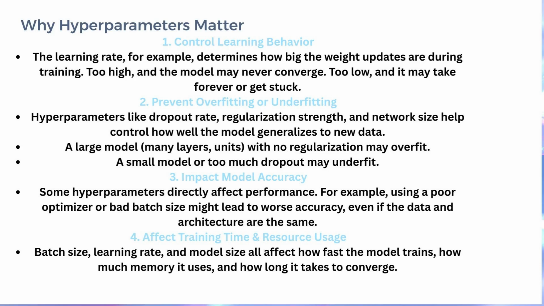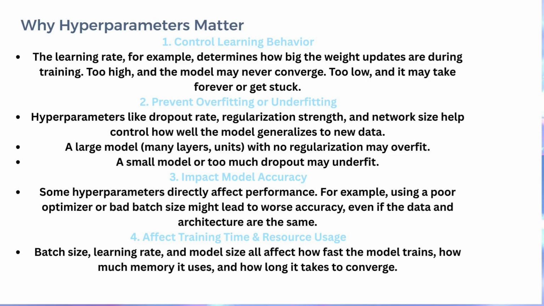Second, they prevent overfitting and underfitting. Hyperparameters like dropout, regularization strength, and network size help to control how well the model generalizes to new data. A large model with no regularization may overfit. A small model with too much dropout may underfit.